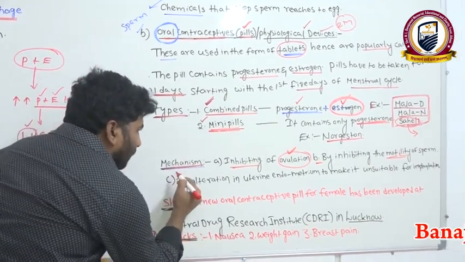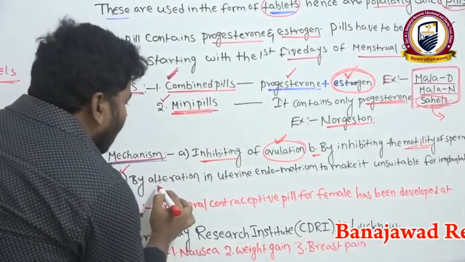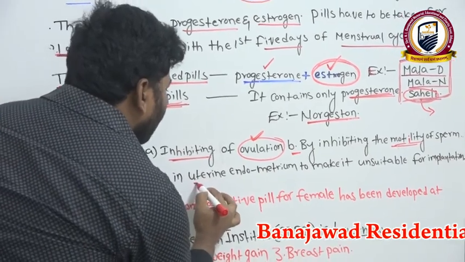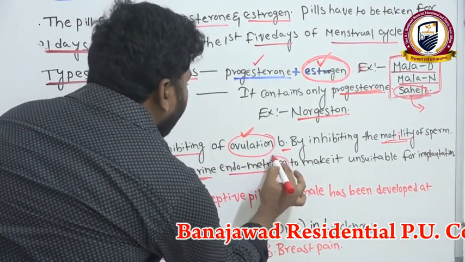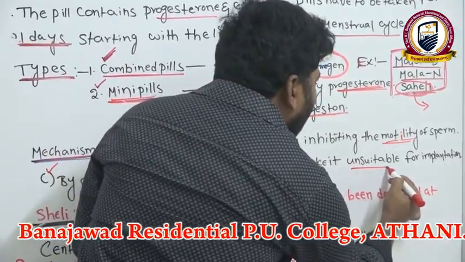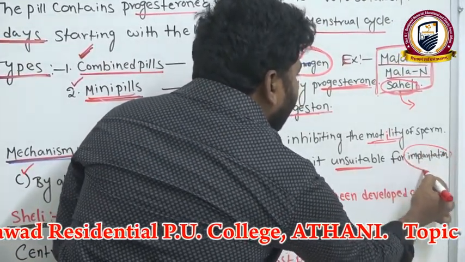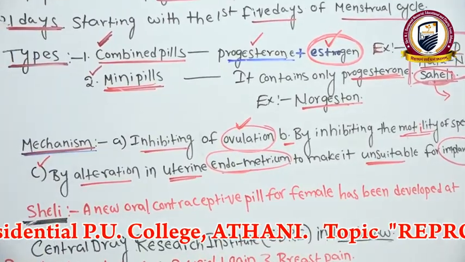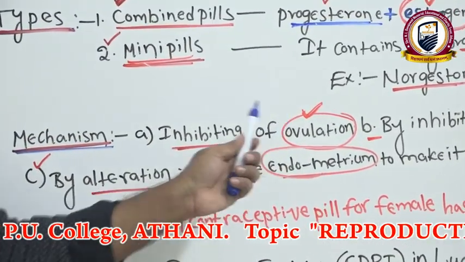Now the last one, that is alteration in the uterine endometrium layer. It makes the uterine endometrium layer unsuitable for implantation. Are you getting it now? Okay, right.